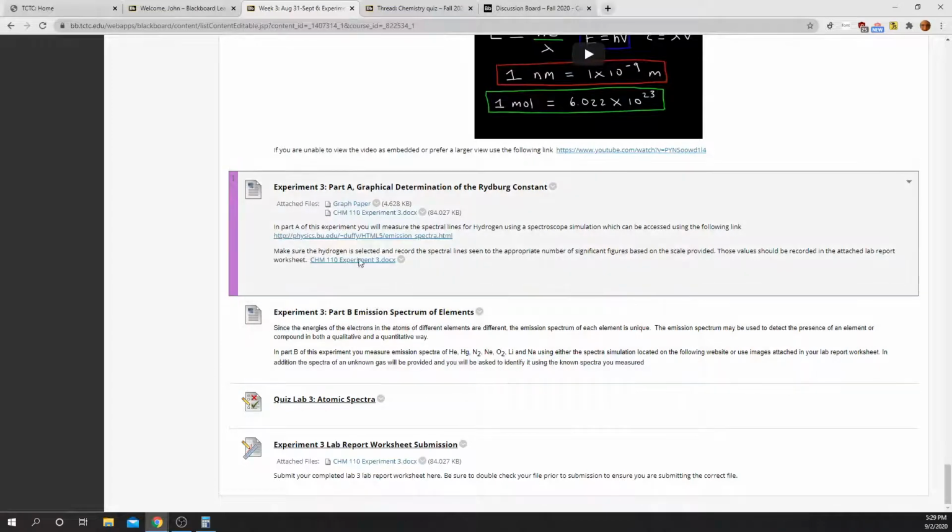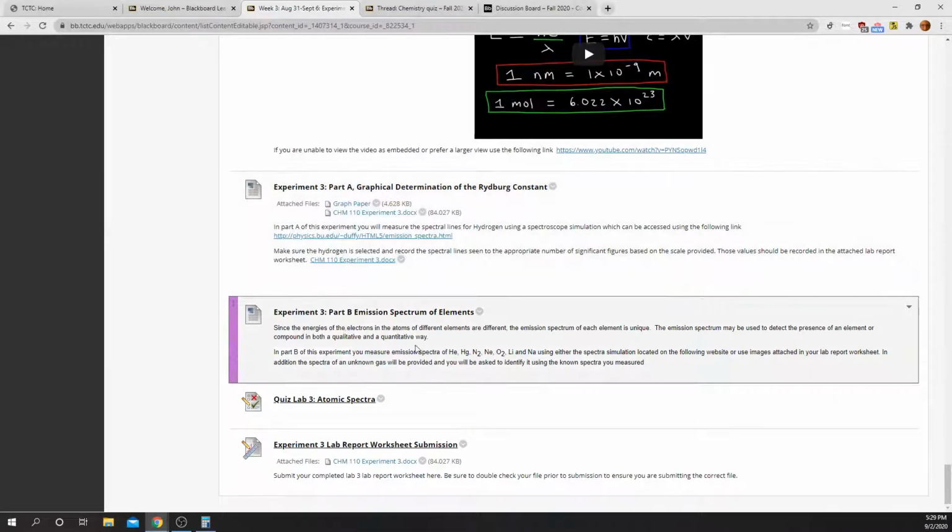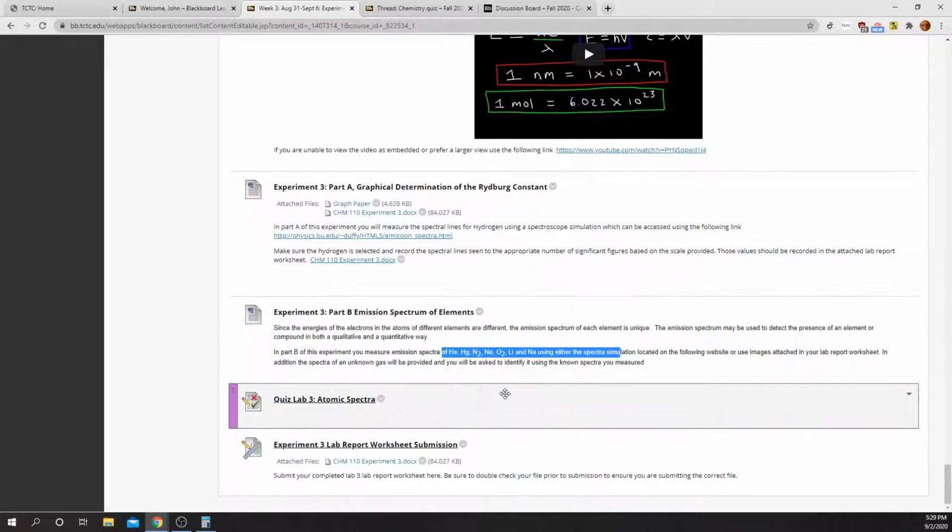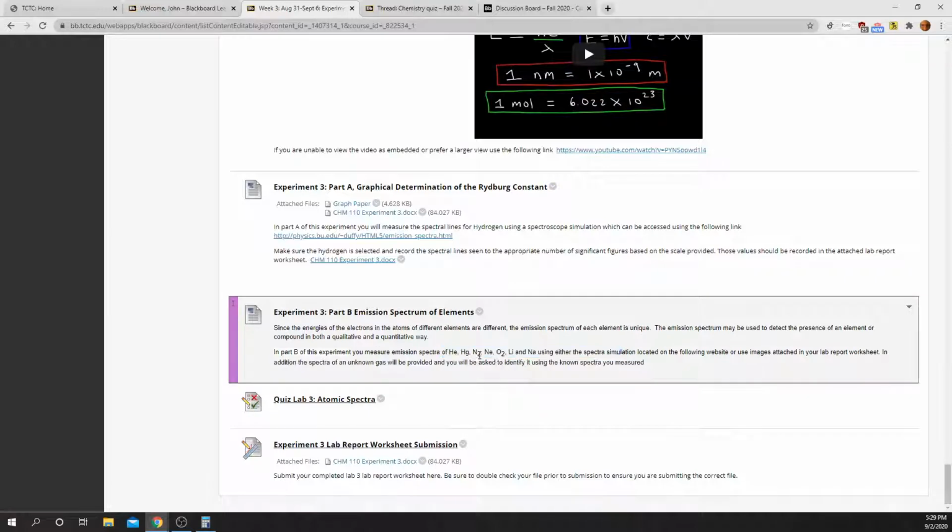All right, so part A is the more difficult part in some ways because you're doing that mathematical analysis using graphs. Part B, you're going to have to do a lot of writing because you're going to be looking at the emission spectrum of 7 different gases. So you're going to have to take down data. You're going to have to write down the emission spectrum of 7 different gases. And then you'll write down the spectrum of an 8th unknown gas so that you can compare it to those 7.